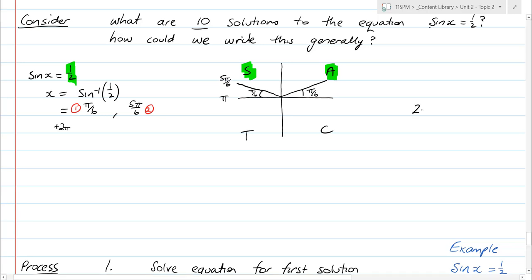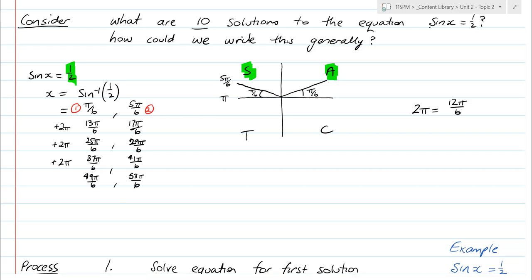And keeping in mind, of course, that 2 pi is equal to 12 pi on 6. That helps me with my addition because now the denominators are the same. I get 13 pi on 6, and here 5 plus 12 is 17 pi on 6. Now if I add another 2 pi, which is 12 pi on 6, I get 25 pi on 6, or I get 29 pi on 6. If I add another 2 pi, I get 37 pi on 6, 49 pi on 6. Here I get 41 pi on 6. Here I get 53 pi on 6. The question did ask me for 10 solutions. I've now got 10 solutions.